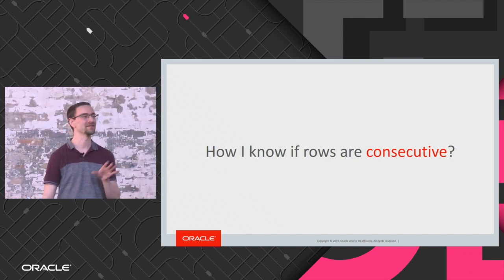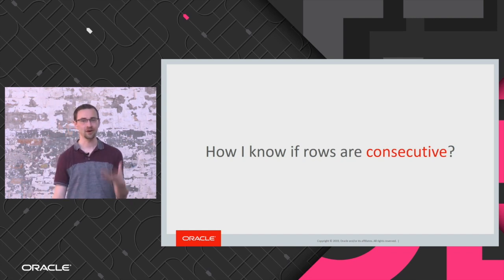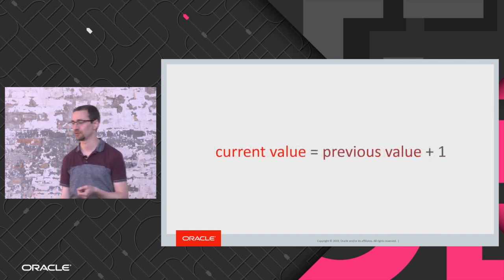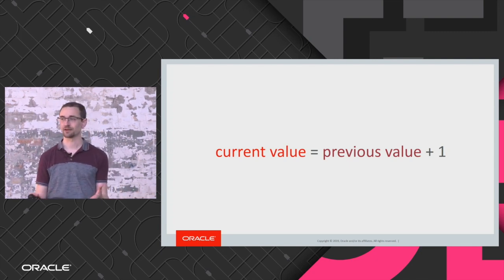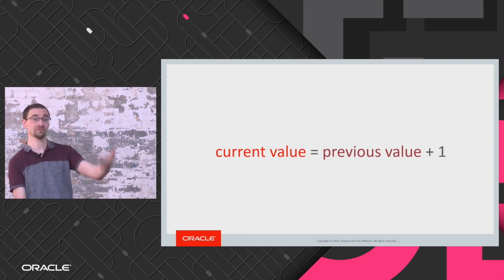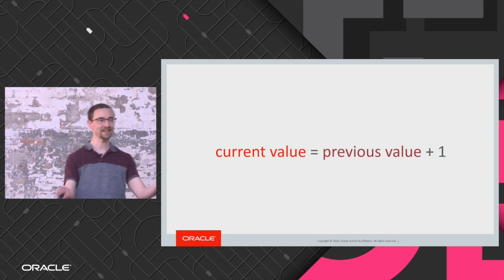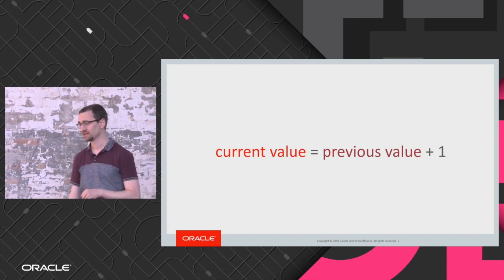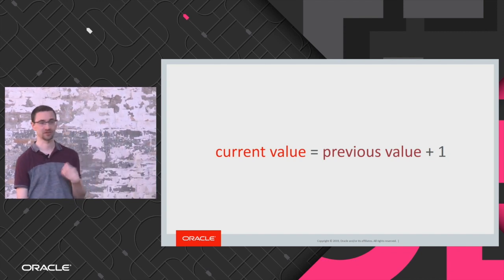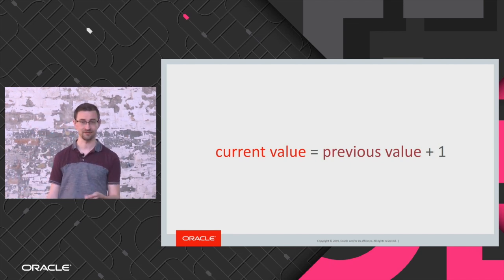How do we know if values are consecutive? Well, the current value equals the previous value plus 1. So that's how we know numbers are consecutive. Good thing about dates in Oracle Database, the unit of arithmetic is the day. So you add 1 to a date, you get the next day. So dates are consecutive if the gap between them is 1. So that's what we want to check here. We want to check if the current value equals the previous value plus 1.